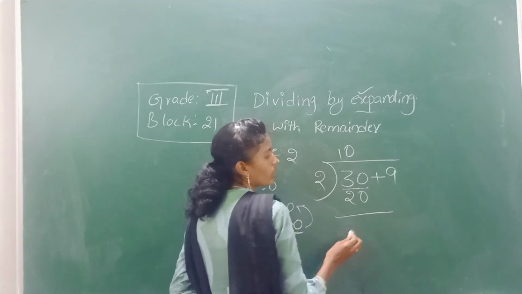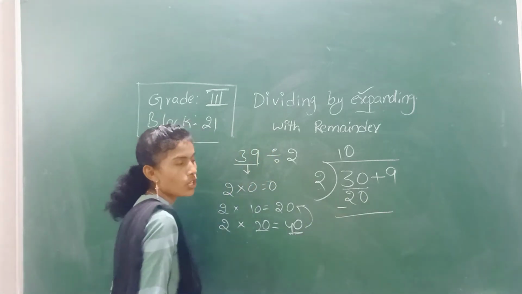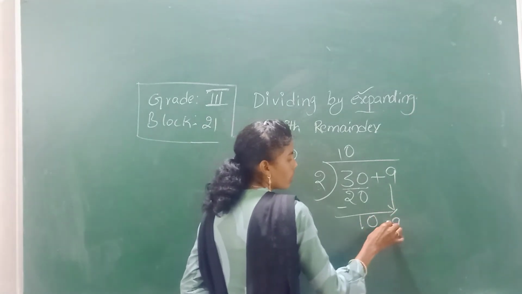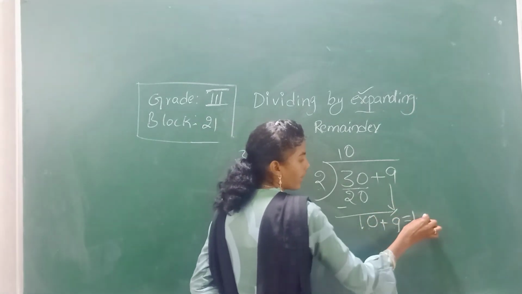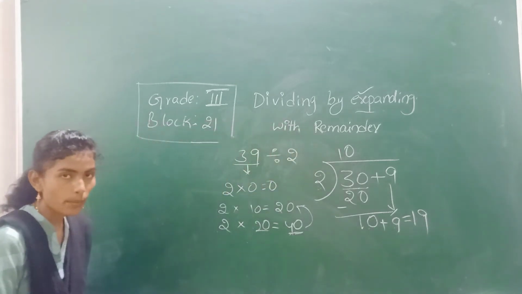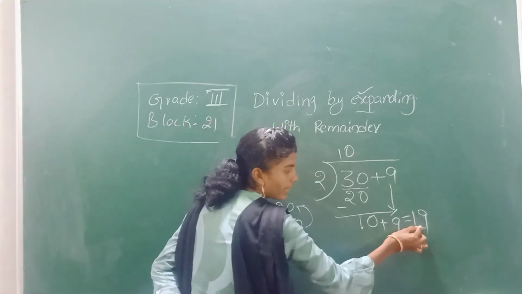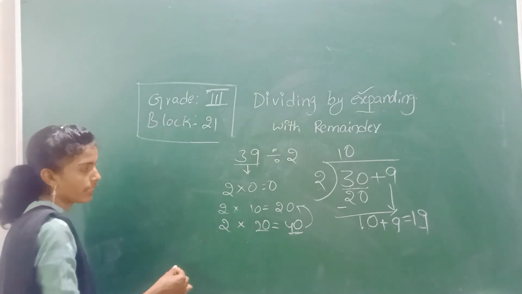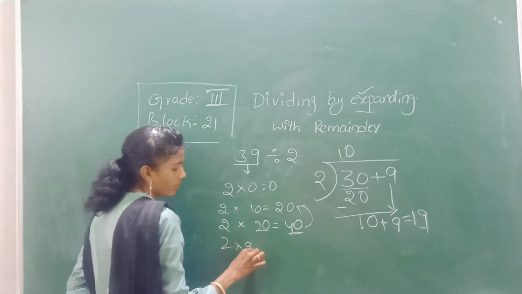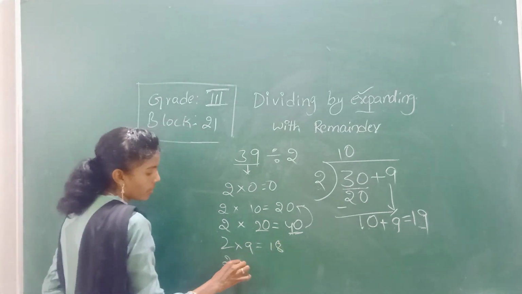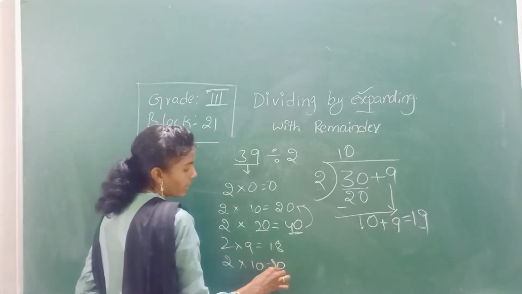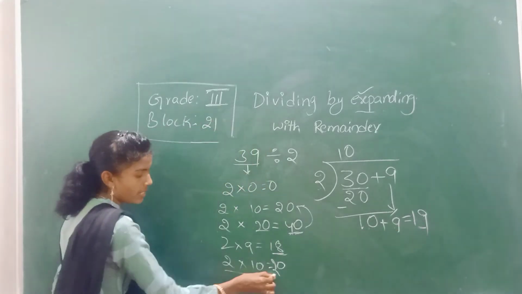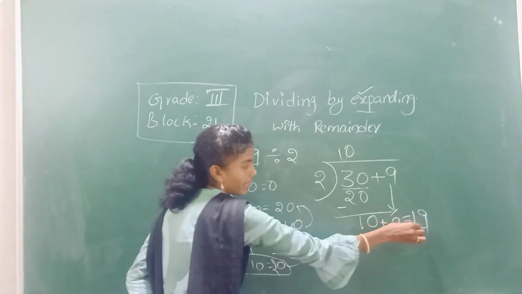Now what do I have to do? The third step is subtraction. 30 minus 20 is 10, and bring this 9 down. So 10 plus 9 equals what, children? 19. Now read the normal table until you get greater than 19. So 2 nines are 18, 2 tens are 20. Up to 18 we have less than 19, but in 2 tens are 20 we got greater than 19.